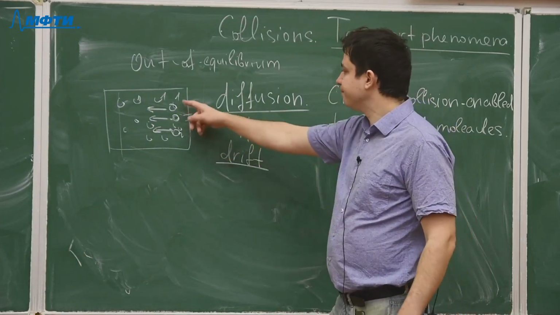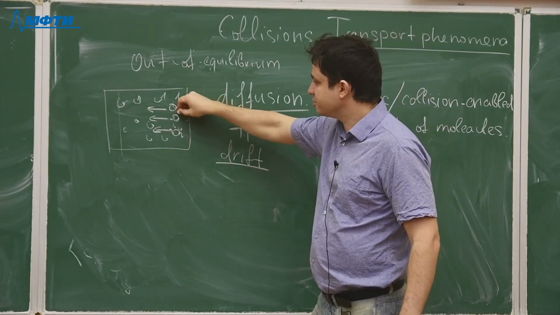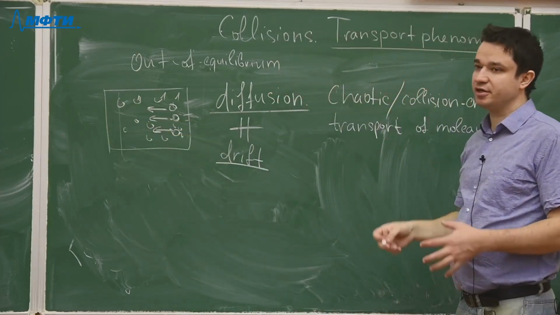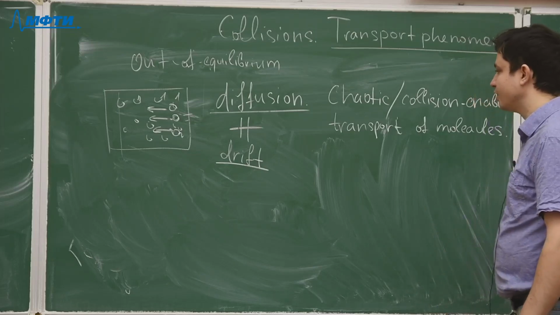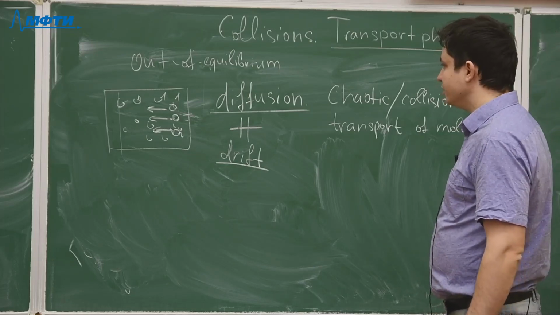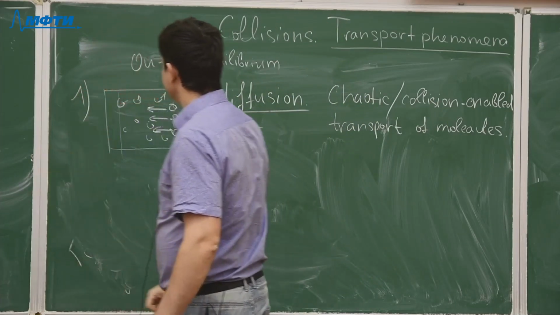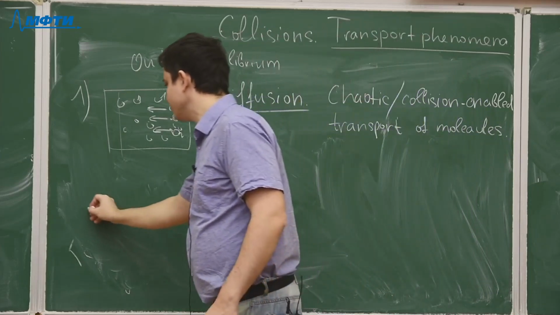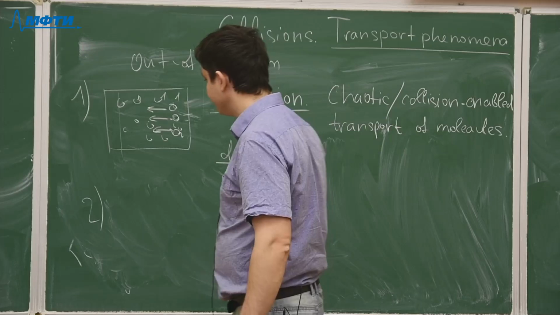In here, with diffusion, the molecules propagate from this side of the vessel to this side of the vessel chaotically due to experiencing collisions with other molecules in the vessel. Okay, that's the first transport process we are going to consider. Of course we can consider other transport processes, one of which is the transport of momentum, or viscosity.